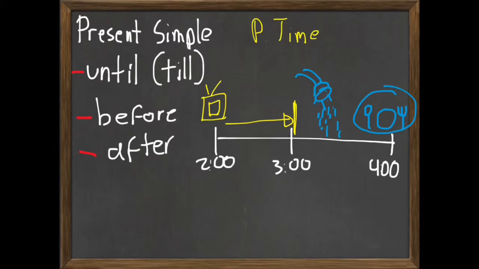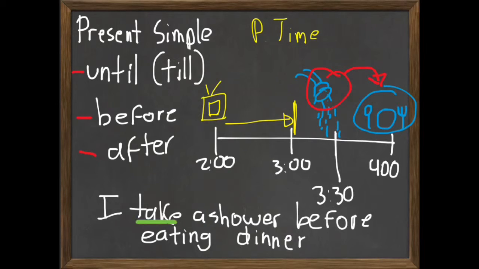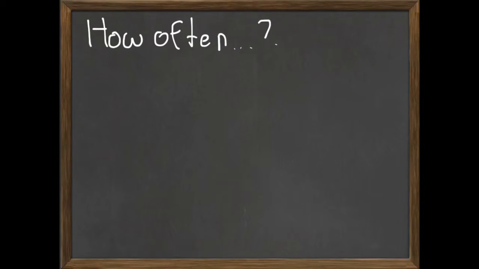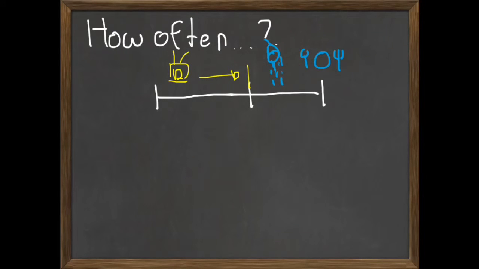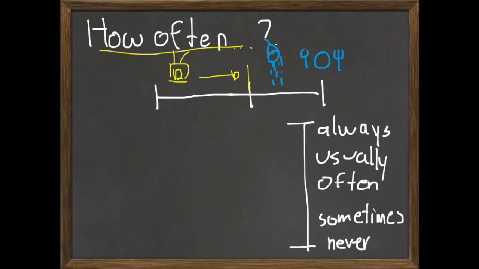Now let's say that we have to take a shower at 3:30. This means that we have to take a shower before eating dinner. I take a shower before eating dinner. Now, how often do we do that? How often do we watch TV, then take a shower, and then eat dinner? How often is a question we use to ask frequencies. And the answer uses the adverbs of frequency. To better understand these adverbs of frequency, let's look at them in a chart or a bar.